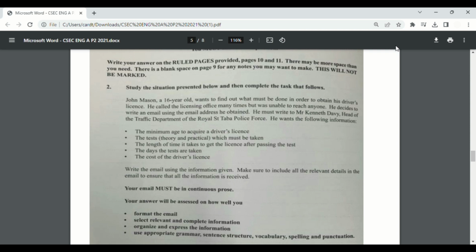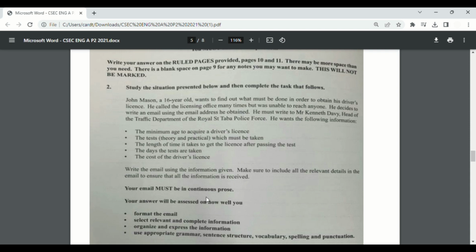He must write to Mr. Kenneth Davy, head of the traffic department of the Royal St. Taba Police Force. So he wants to find out information: the minimum age to acquire a driver's license, the tests, theory and practical, which must be taken, the length of time it takes to get the license after passing the test, the days the tests are taken, and the cost of the driver's license. Write the email. Your email must be in continuous prose.